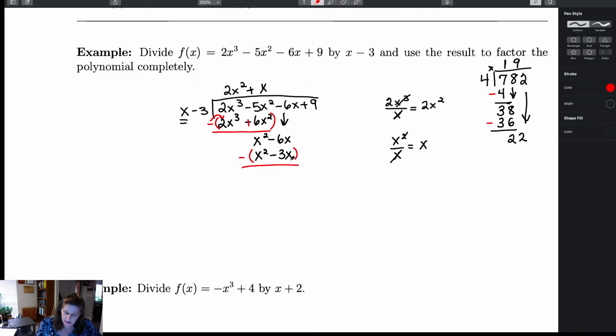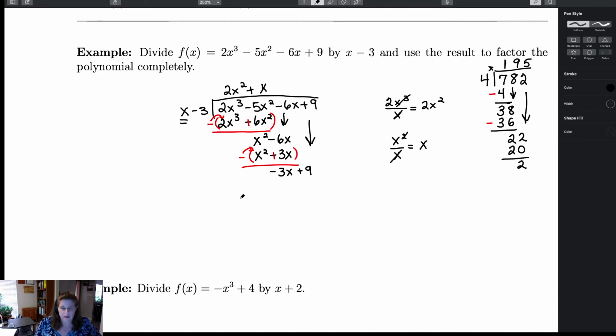So I'm subtracting the whole thing, meaning that I'm going to have to distribute and change this sign. So once we subtract, x squared minus x squared gives me 0. Negative 6x plus 3x gives me negative 3x, and we're dropping down the 9. All right, over on the number side, 4 goes into 22 5 times. So we multiply, we have 20, and we're left with 2.